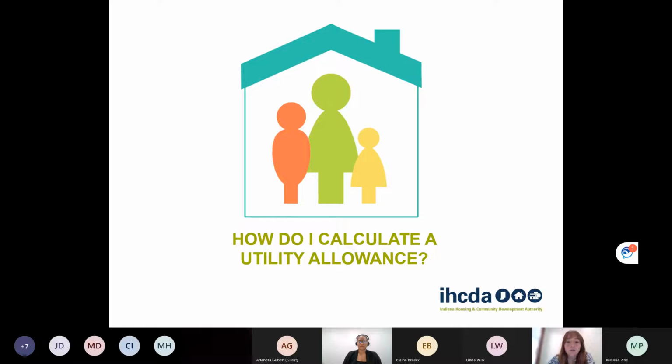Okay, and then now we'll move into actually calculating a utility allowance, just to make sure that everybody is clear on how you do that. So for this example, we will say that the family that is being housed is a 3-person family. It is a mother with 2 small children. They will be moving into a 2-bedroom house that they're renting, and the home is located in Howard County.